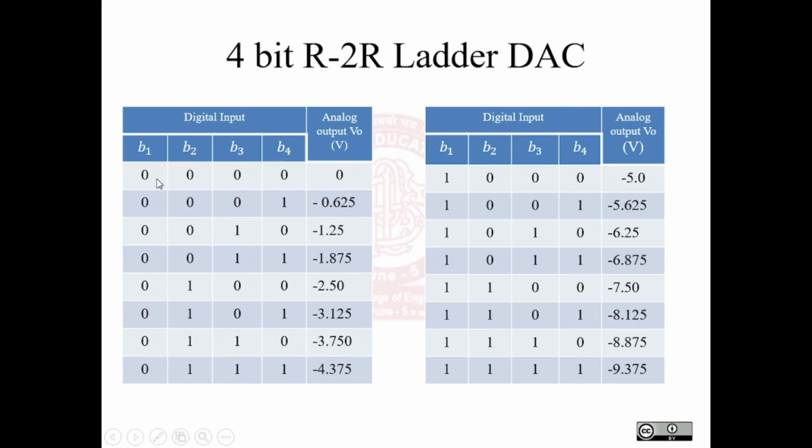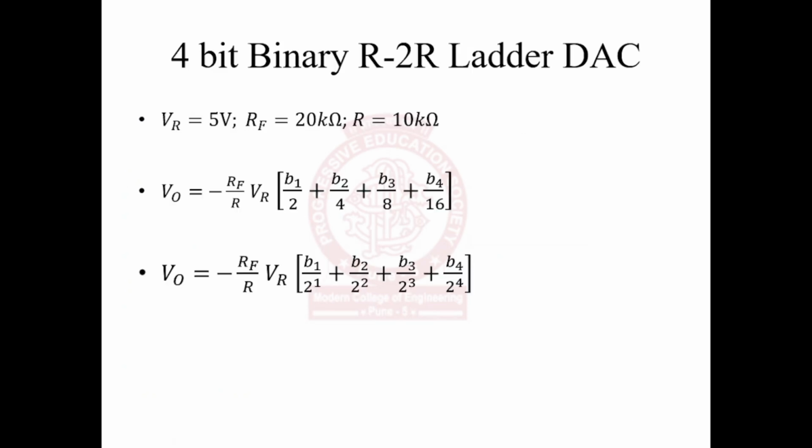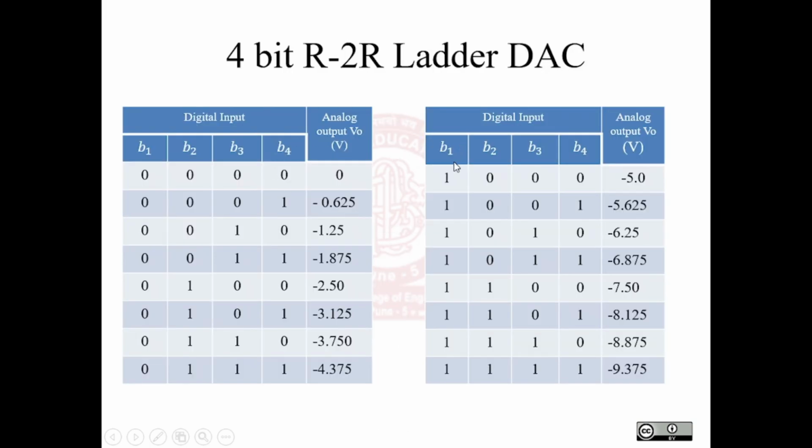Likewise, we can find the answers for 0, 0, 0, 0 to 1, 1, 1, 1. These all values we have to put in this equation and get the answer for these particular values of binary inputs varying from 0, 0, 0, 0 to 1, 1, 1, 1.